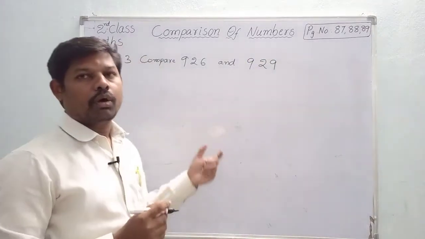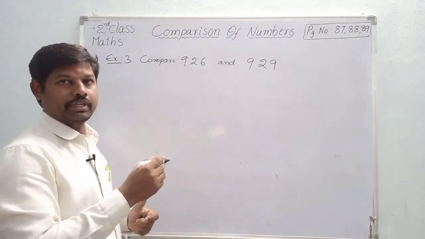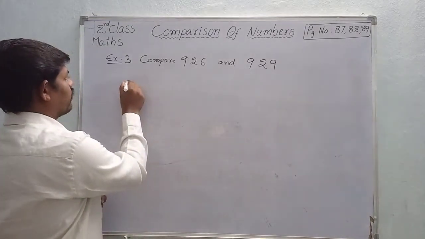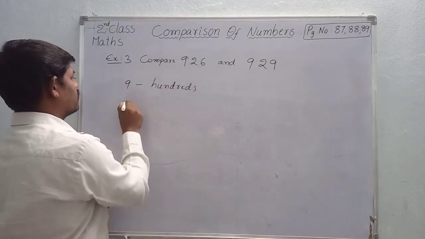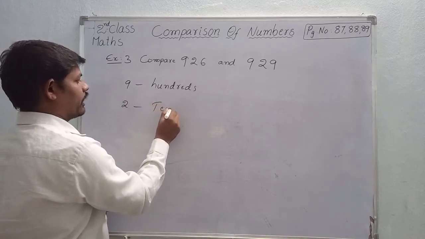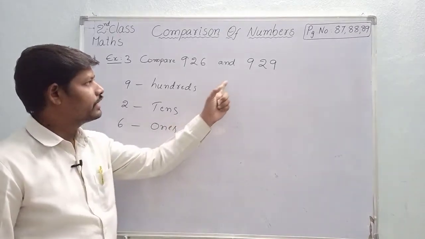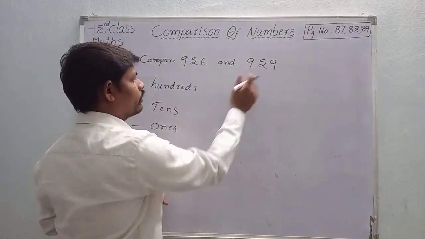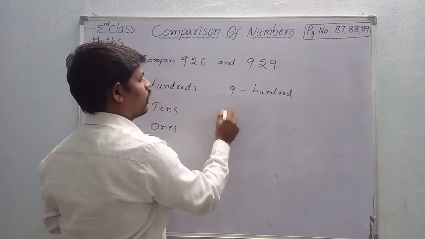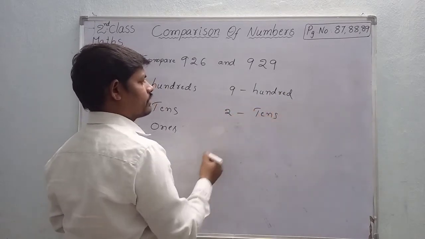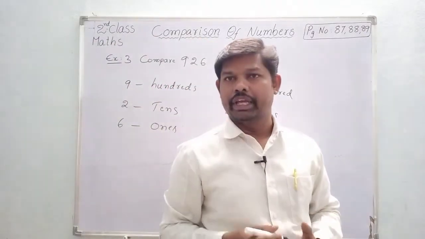929. Now we have to compare hundreds place, tens place and ones place. How many hundreds are there? 9 hundreds. Okay, 9 hundreds. How many tens are there? 2 tens. How many ones are there? 6 ones. Okay, so like that, here also in this 929, how many hundreds are there? 9 hundreds. How many tens are there? 2 tens. How many ones are there? 9 ones. Okay, observe again.